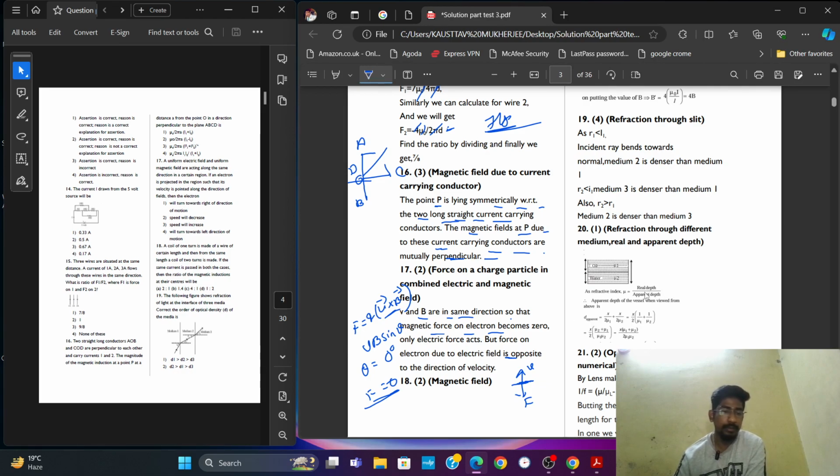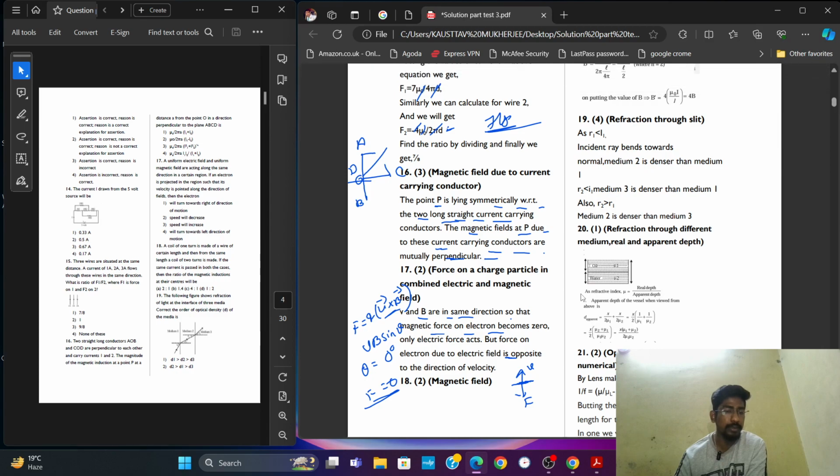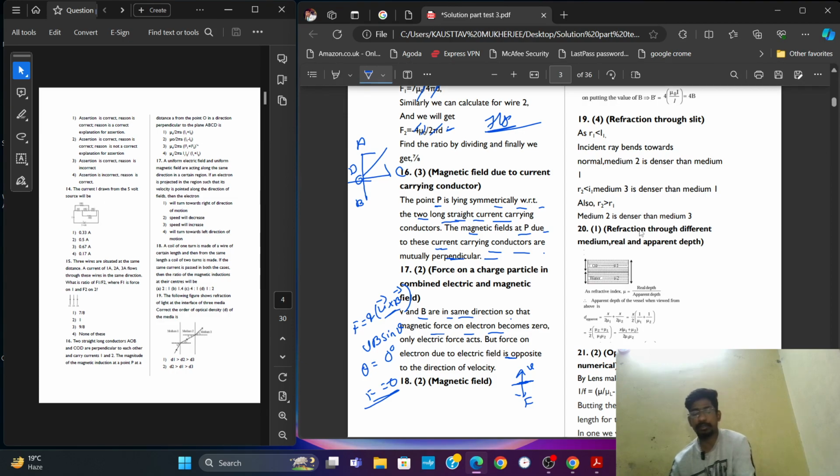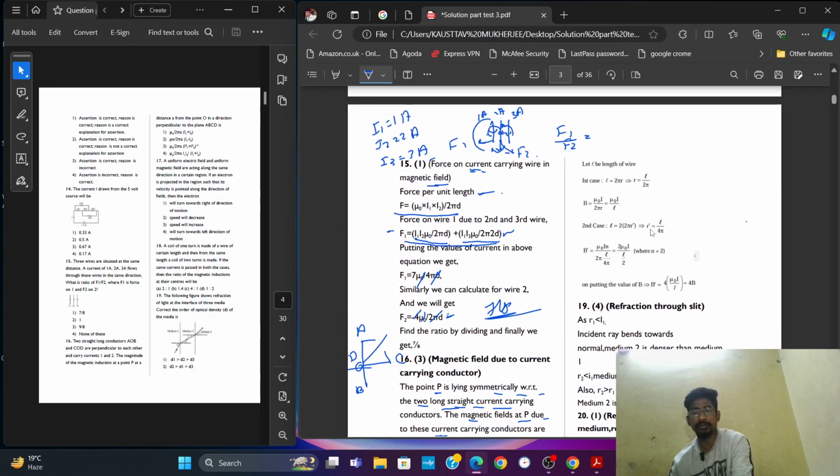Question number 18. A coil of 1 turn is made of wire of a certain length, and from the same length a coil of 2 turns is made. If the same current is passed in both cases, then find the ratio of the magnetic inductions. The magnetic induction formula is already discussed.